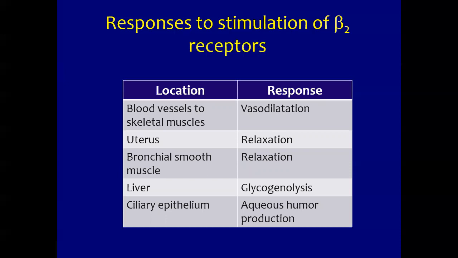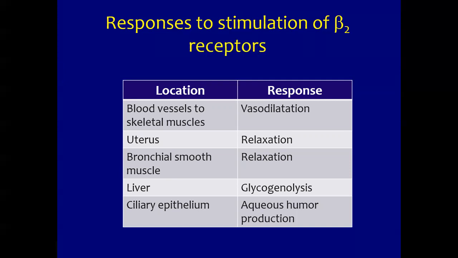Uterus, relaxation. That is why you give a beta 2 agonist when there are preterm labor pains. You want to postpone the delivery, so you give a beta 2 agonist to relax the uterine muscle. In the bronchial smooth muscle, relaxation, drug of choice in the treatment of asthma.